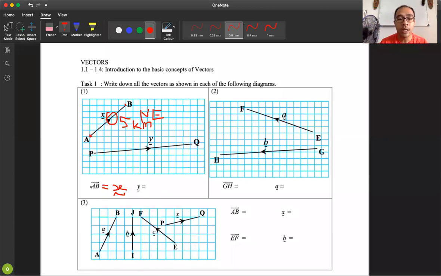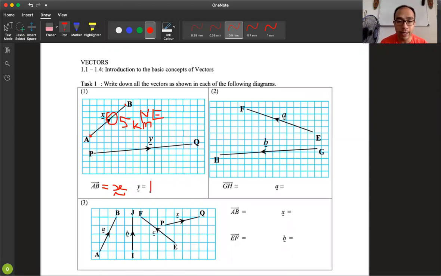Both mean the same thing. It's just that the one with the big letters tells you what point to what point. The one with the x just tells you the entire thing itself. It tells you the entire distance that has been covered. So in the same way, this vector y is a line that joins from which point to which point, from P to Q. Because look at the arrow, the arrow is going from P to Q.